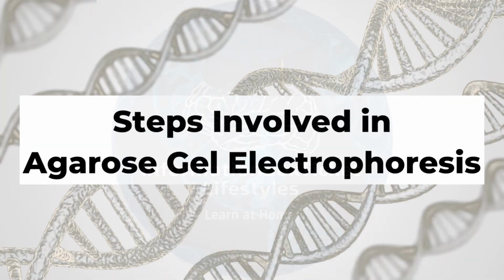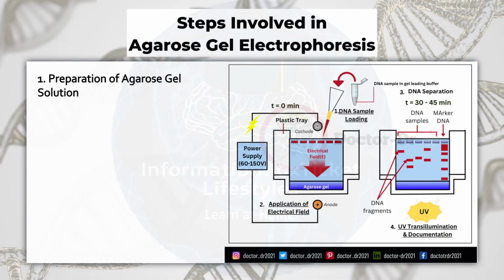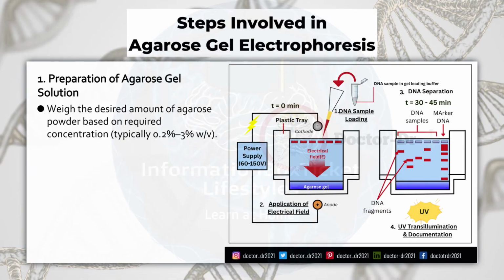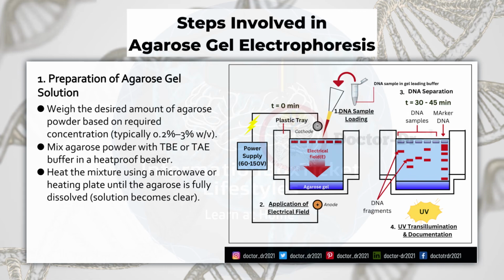Steps involved in agarose gel electrophoresis. Number 1. Preparation of agarose gel solution. Weigh the desired amount of agarose powder based on required concentration, typically 0.2% to 3% weight per volume. Mix agarose powder with TBE or TAE buffer in a heat-proof beaker. Heat the mixture using a microwave or heating plate until the agarose is fully dissolved.